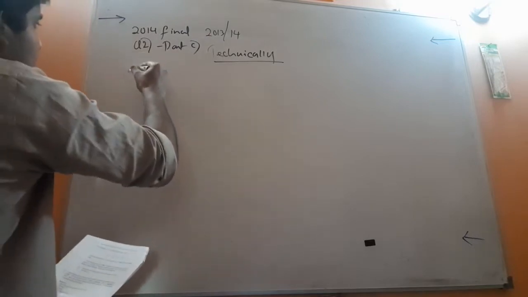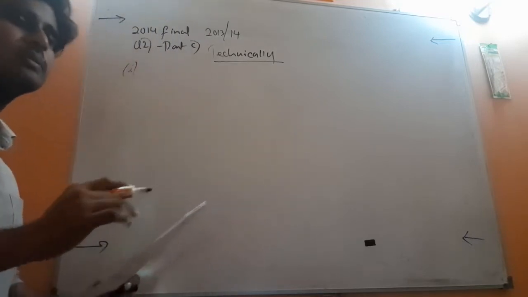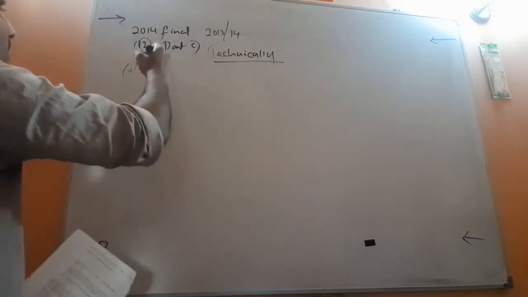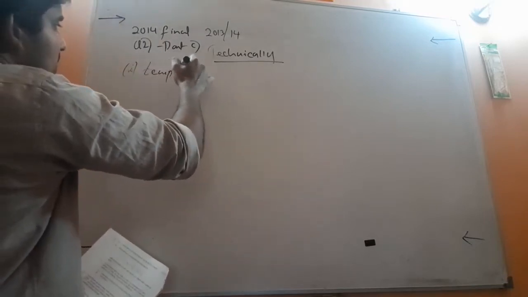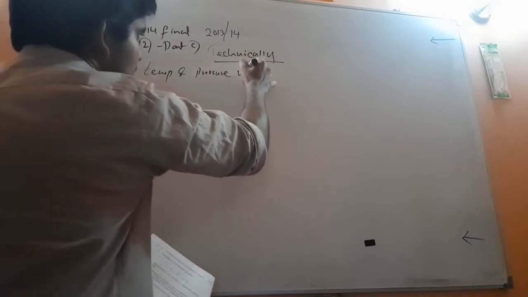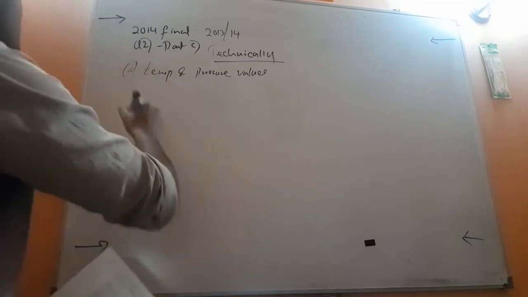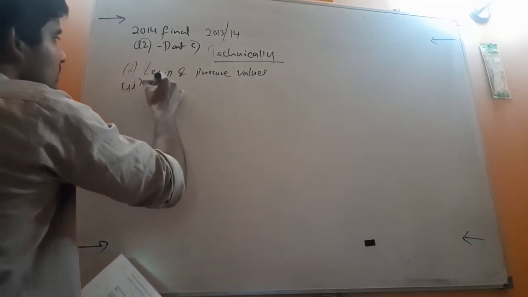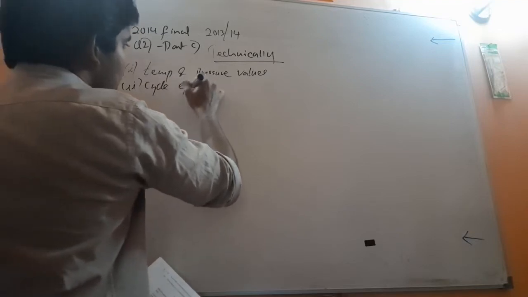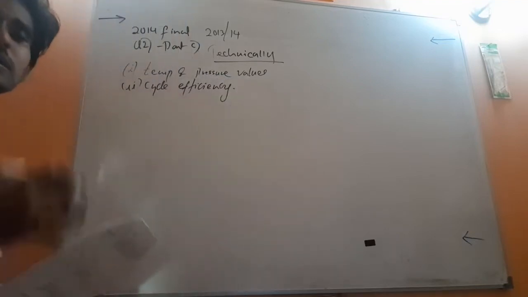What do you have to find? You have to find temperature and pressure values at all the points, and the cycle efficiency. Number 2, cycle efficiency. Okay, so now let's see how to do the problem.